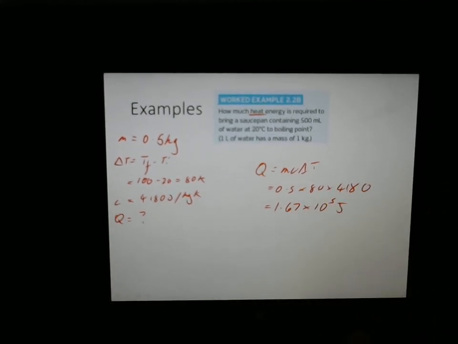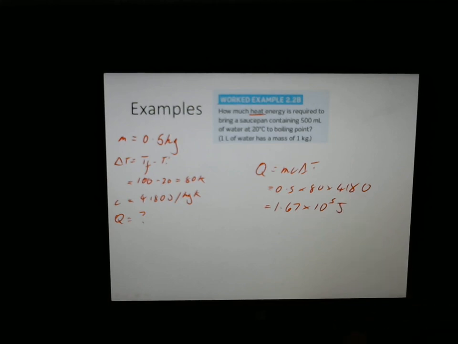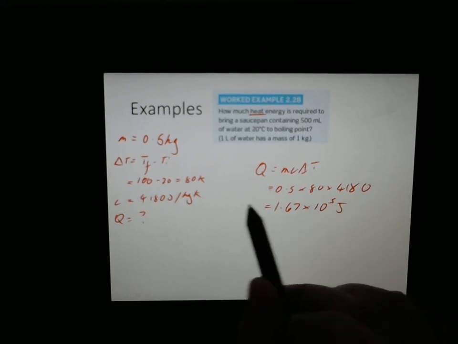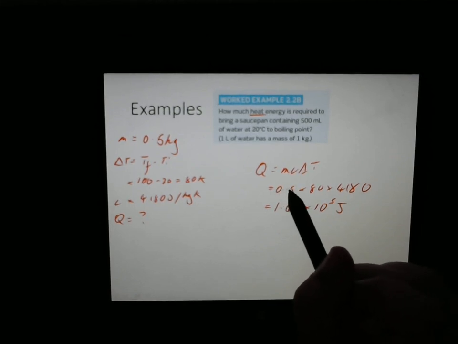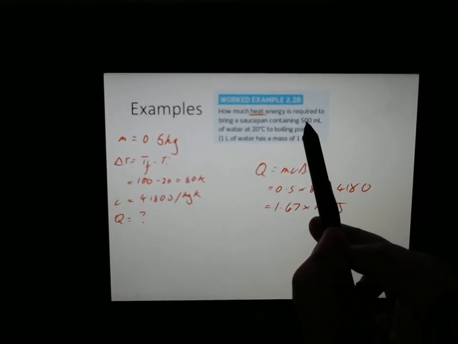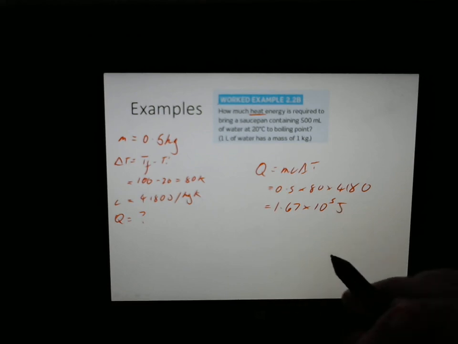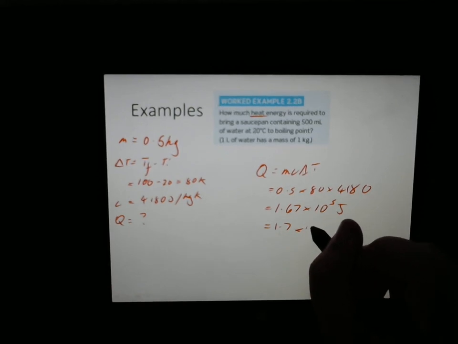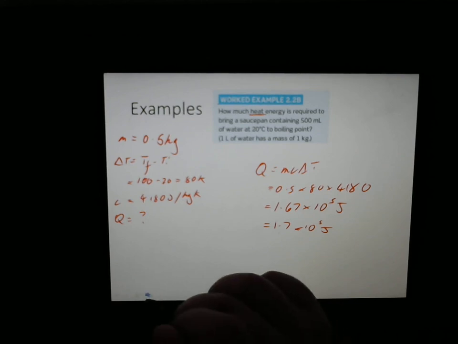So let's have a look at our numbers we were given here. This has 3 or 4 significant figures, depending on how you read it. This only has 2, and that became because 20 only had 2. This had 3 because it was 500 milliliters, and we've just converted it into a different unit. So this minimum is 2, so that means 1.7 times 10 to the 5 joules. That easy. Alright.